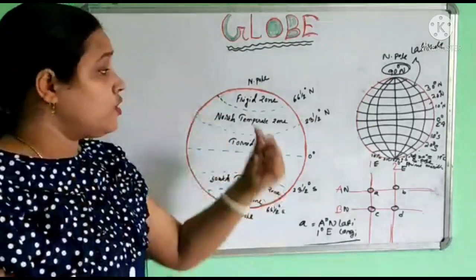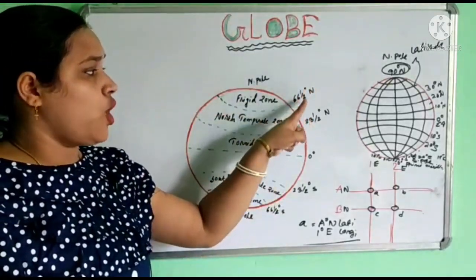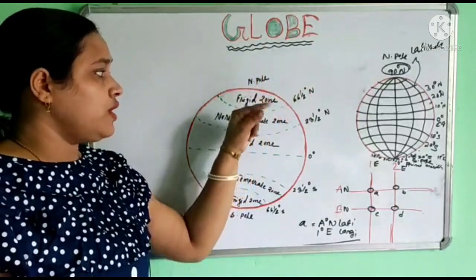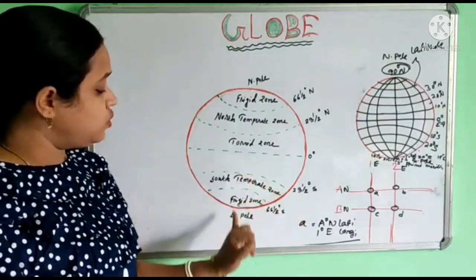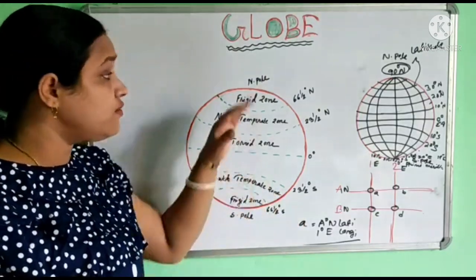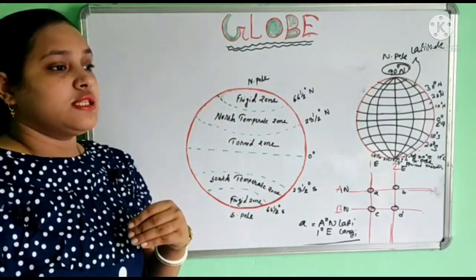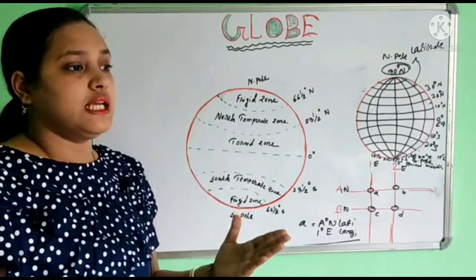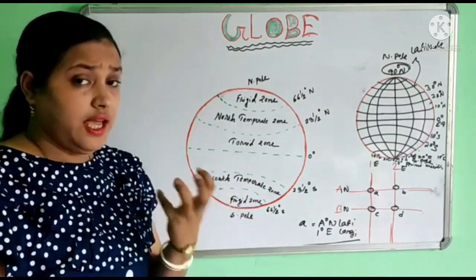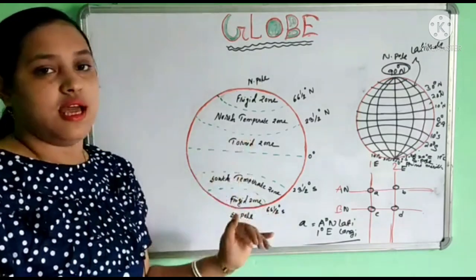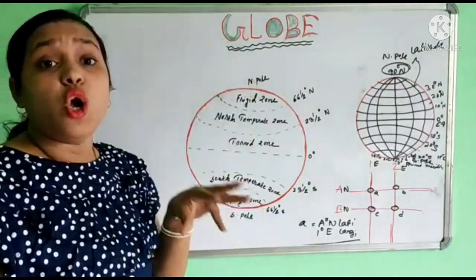Now next we talk about the frigid zone, which extends from 66.5 degree north Arctic Circle to the North Pole in the northern hemisphere, and 66.5 degrees south Antarctic Circle to the South Pole in the southern hemisphere. These are the frigid zones, where sun rays are constantly in a slanting position, and the heat received in this area is very low. So these two areas are very cold.